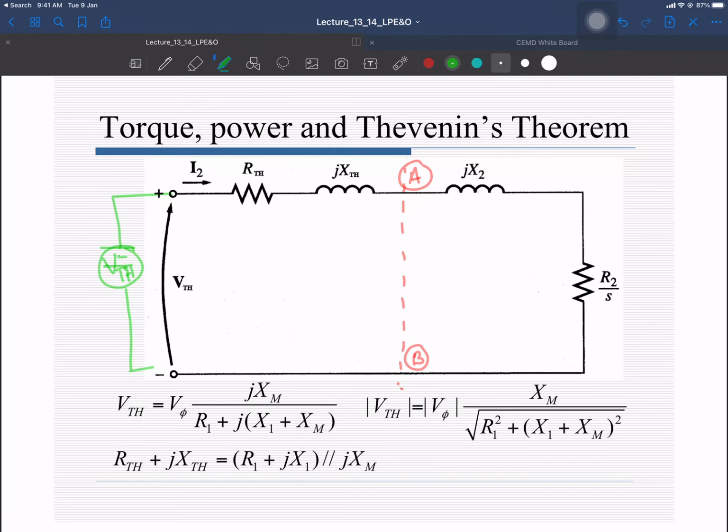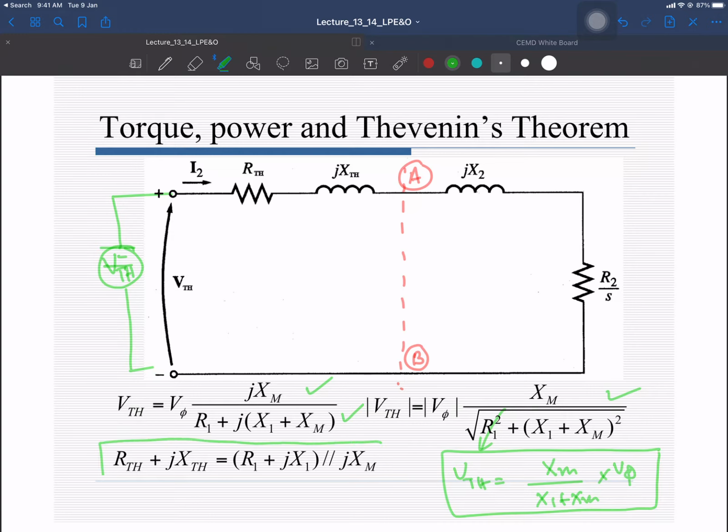So that was equal to V phase into jXm by R1 plus jX1, and in terms of magnitude it is like that, and we neglected this part. So V Thevenin is approximately given as Xm over X1 plus Xm into V phase. So Thevenin voltage is given by this expression, and R Thevenin plus jX Thevenin, that is the Thevenin impedance, is given by this expression.